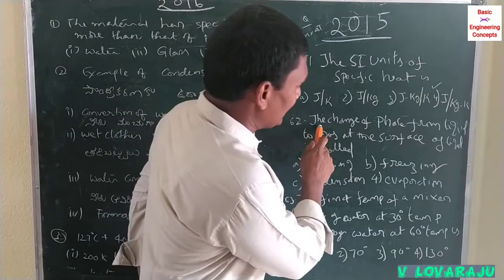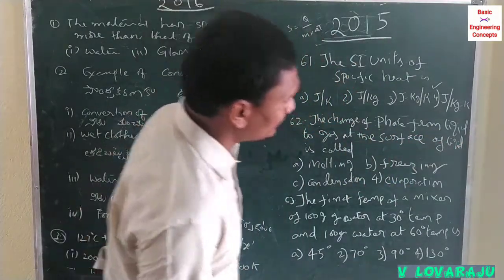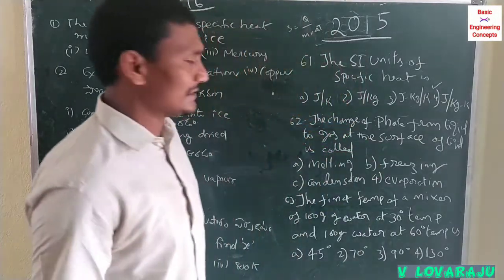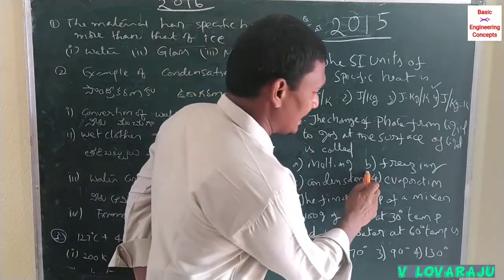Next question. The change of phase from liquid to gas at the surface of the liquid is... The surface phenomenon is always evaporation. Liquid to gas is called evaporation.